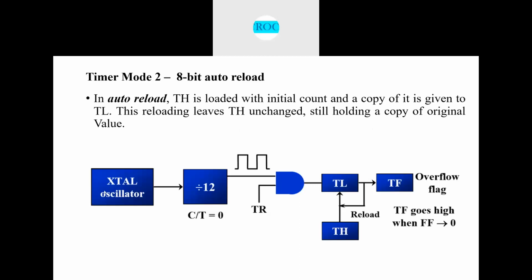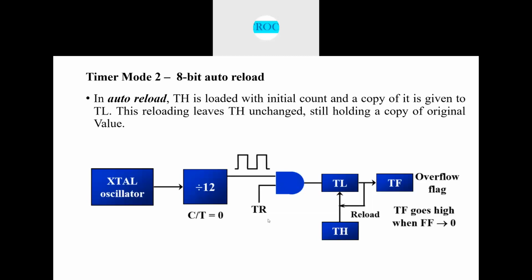Now, if you see this example, the timer receives one clock, which is one machine cycle here. What we do is the crystal frequency is divided by 12, and that will be our timer's frequency. So for every one clock, the timer receives a pulse.